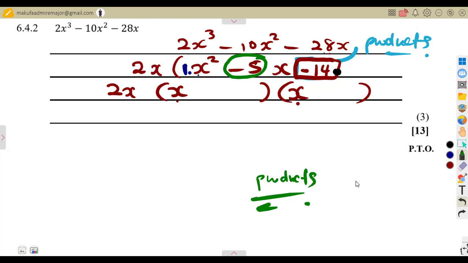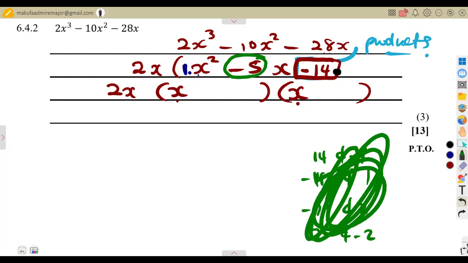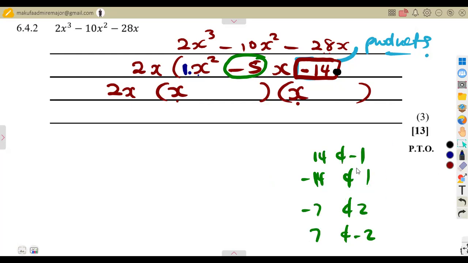Remember the products. Negative 14, two numbers to get a negative 14. There are so many numbers: minus 14 and 1, minus 7 and 2, 7 and minus 2, 14 and minus 1. But we need a condition where, when you add, you obtain a negative 5. So if you add, where are you going to get a -5?